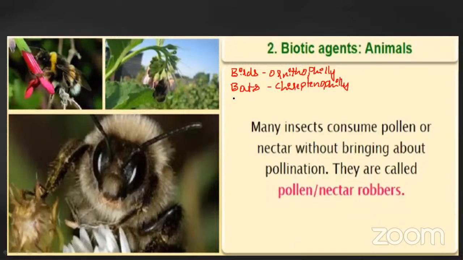Okay, and if the pollination is taking place by the snails, it is called malacophily. So this is all about pollination, the types of pollination and the agents of pollination.